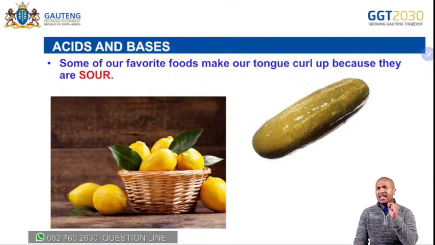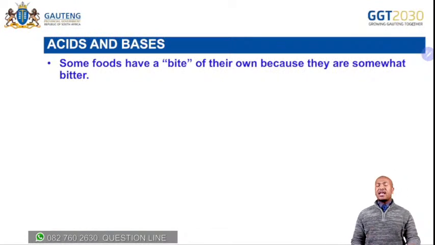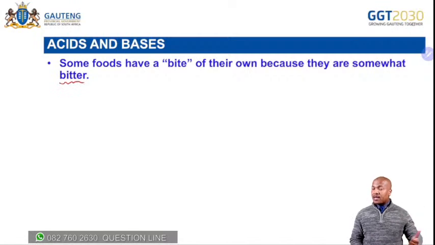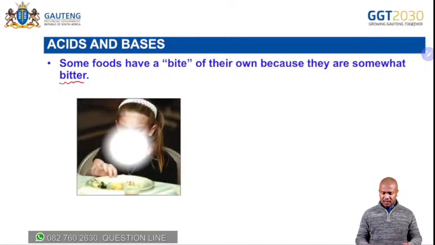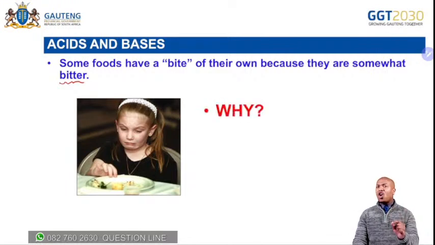But now, why are they sour? Let's look at the following statement. Some foods have a bite of their own because they are somewhat bitter. Some are sour, some are bitter. Here's an example of someone tasting some bitter food. It is not a pleasant taste. So some foods are sour, some are bitter, some are sweetish or salty. But now the question is, why are they bitter or sour?